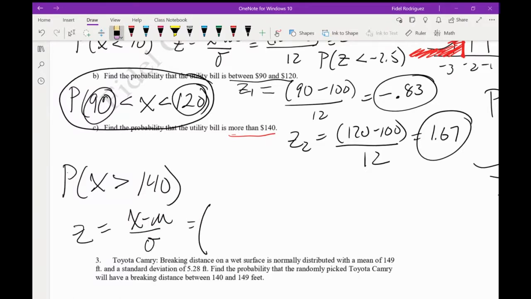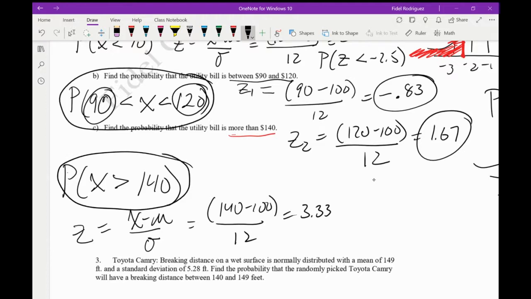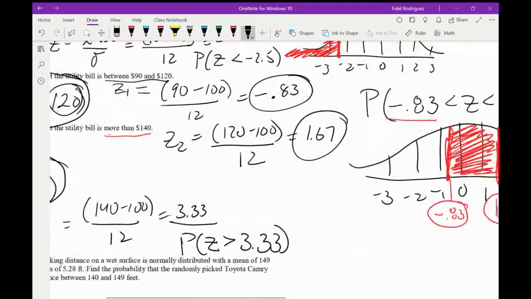So I'm going to go 140 minus 100 over 12. So 140 minus 100 over 12, and I'm coming up with 3.33. Okay. So now, if we converted that x value to a z-score, what we're saying is, what's the probability that z is greater than 3.33?